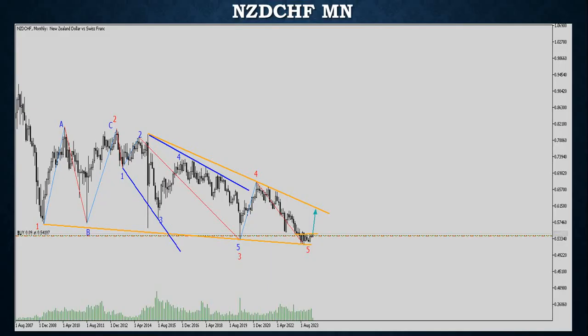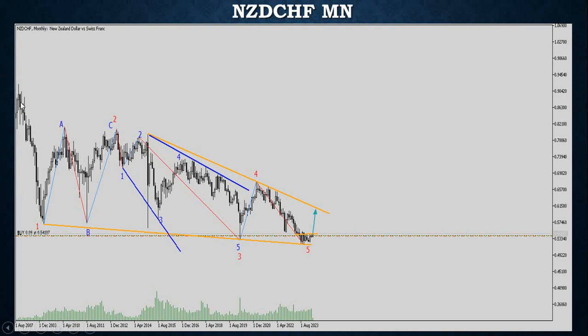So traders, today I will mainly focus on the NZDCHF, or we can call it the New Zealand dollar and Swiss franc. So this is the market time frame traders, and it seems like here we have the leading diagonal impulsive wave pattern, and there are three main reasons I say this is the leading diagonal impulsive wave pattern.